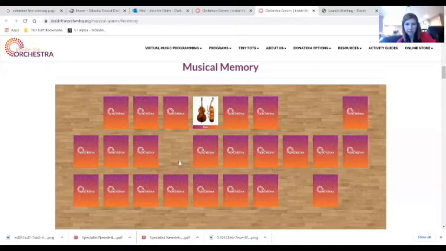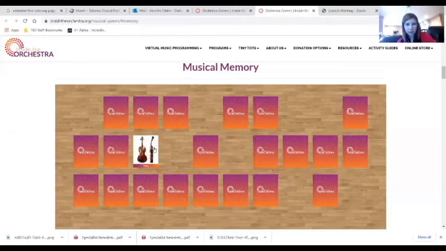Ooh, string bass. Oh my gosh, that was really lucky. Viola. Now a viola, by the way, looks very much like a violin, doesn't it? It's a little bit bigger. If you see it in real life, it's a little bit bigger and it makes a deeper sound. So generally speaking, the bigger an instrument is, the deeper the sound it's going to make. So a viola makes a little bit deeper sound, but has a similar sound quality to a violin. Okay, let's find the other viola.